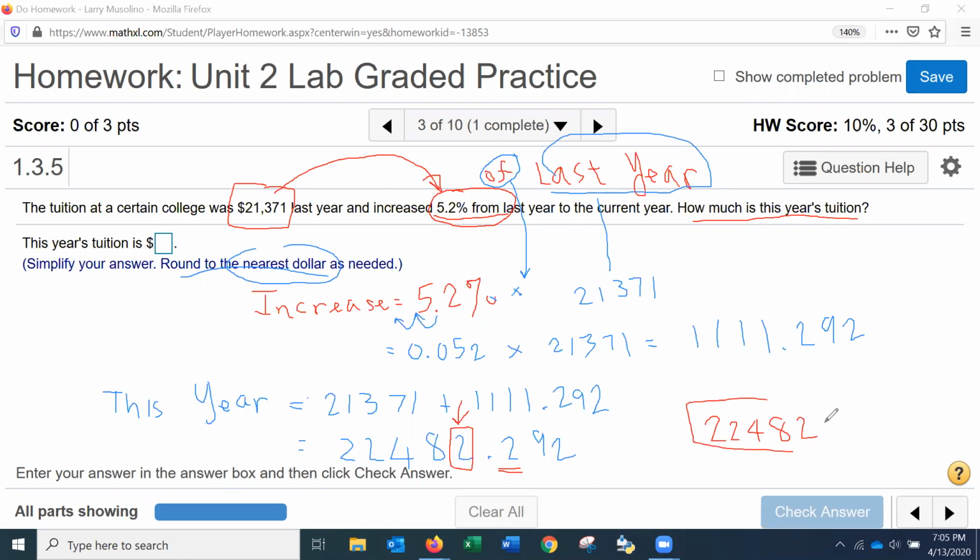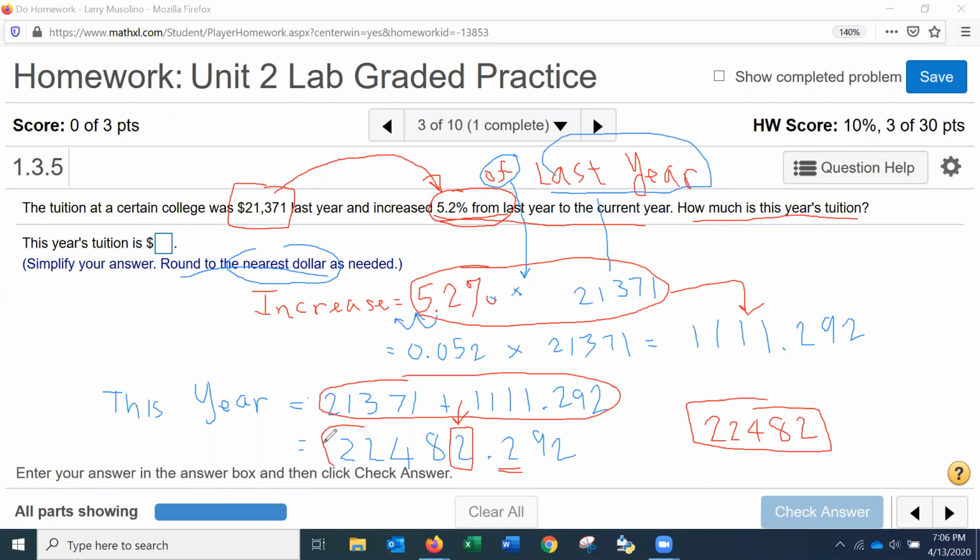Okay, folks, so the key to this problem was recognizing that when they said the tuition increased 5.2% from last year to the current year, they really implied to you that the increase was based on 5.2% of last year's tuition. And then the word of really means multiplication. So I took 5.2% and multiplied it times last year's tuition. That gave me an increase amount of about $1,111. I added that to the previous year's tuition. That got me the new tuition, which of course went up because there was a 5% increase.